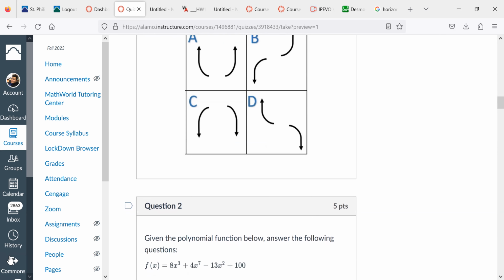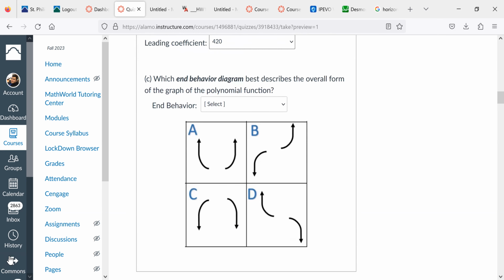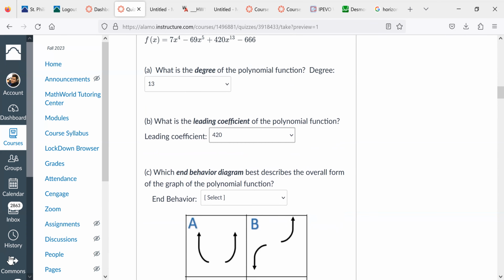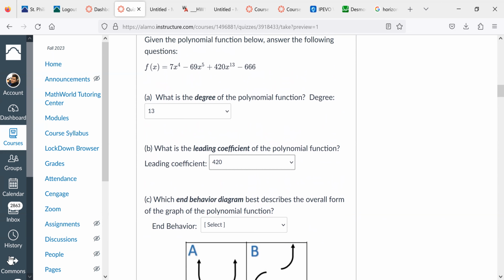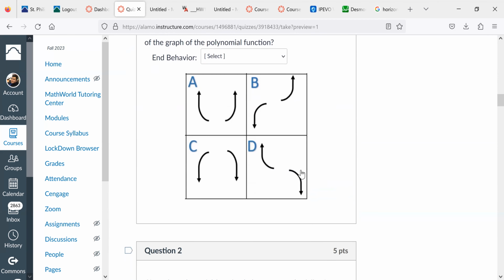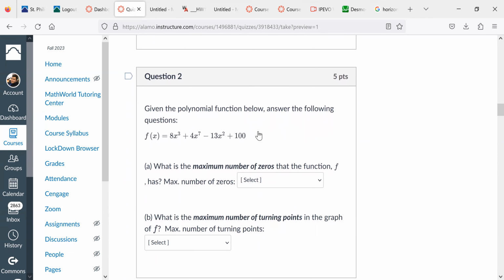Any questions on number one? Y'all see why the end behavior is this and what these definitions mean? All right.